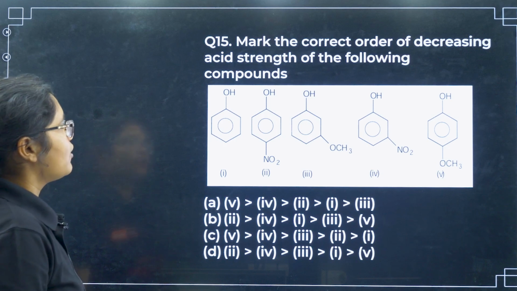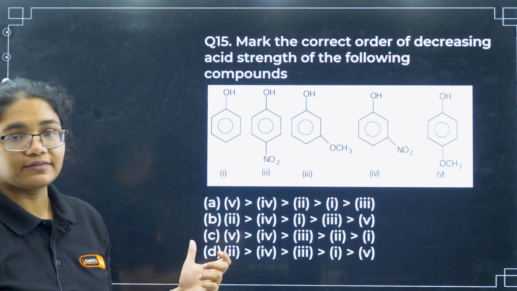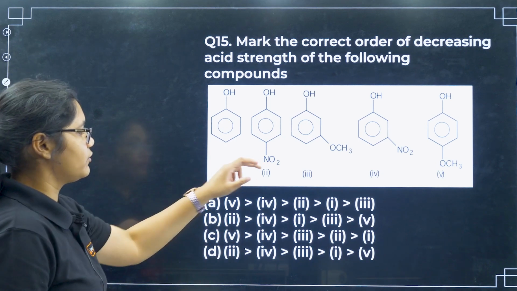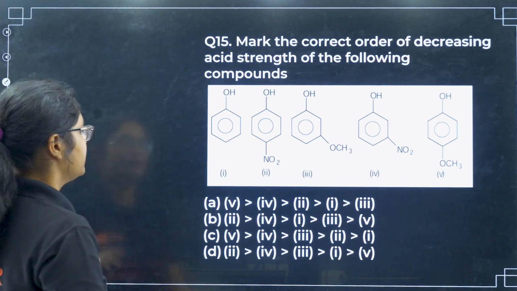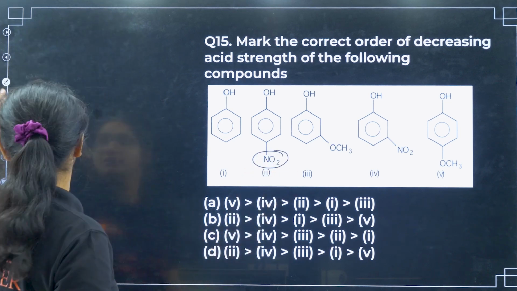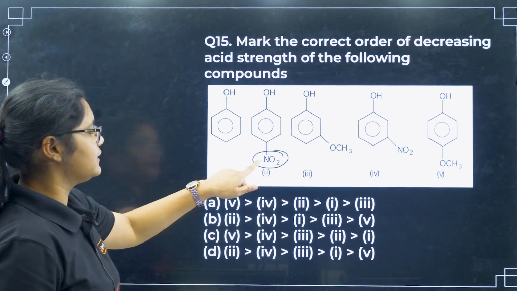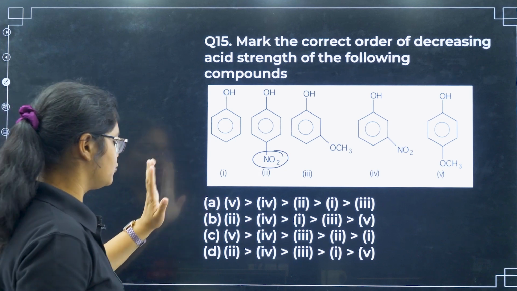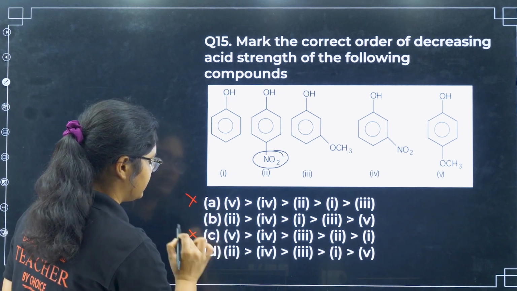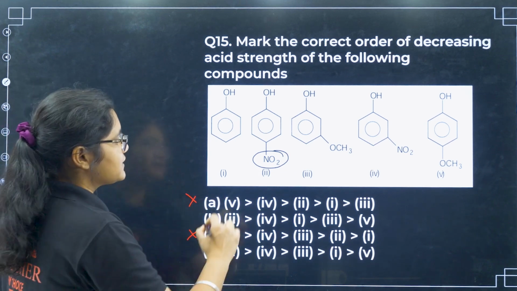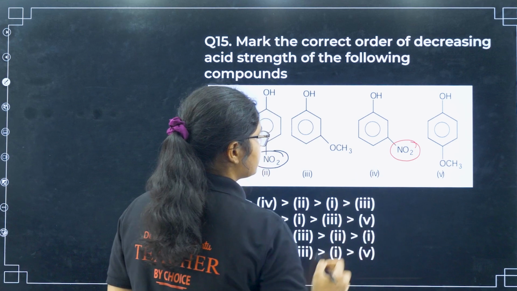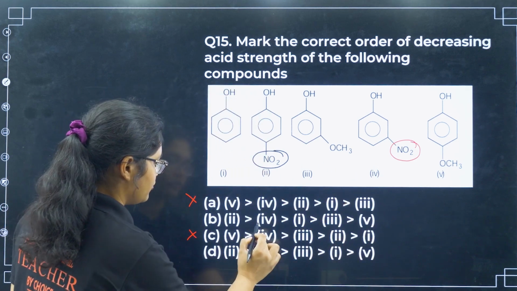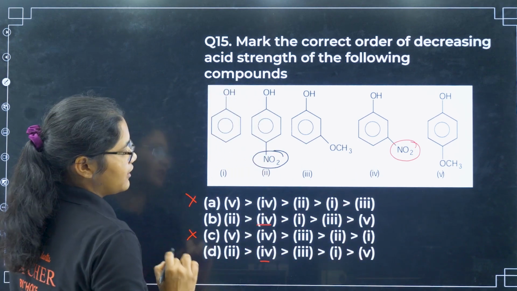Next, which is the correct order for the acidic strength of the following compounds? So you know, electron withdrawing groups are there, that means they will be more acidic, right? So I can see here that an electron withdrawing group is there, so 2 will be more acidic. I can eliminate these two options. Next, after that you see I have 4 here, which is also an electron withdrawing group. So in both the options I have 4 after that.